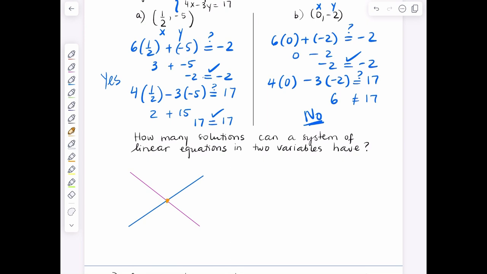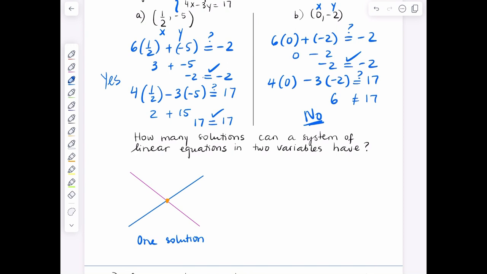Now, because the ordered pair that we're looking for, which is the solution to the system, is the one that must work for both equations, it must mean that it is a point that belongs to both lines. So therefore, it is the intersecting point here. In this case, you would claim that there's only one solution to the system because there's only one intersection point.